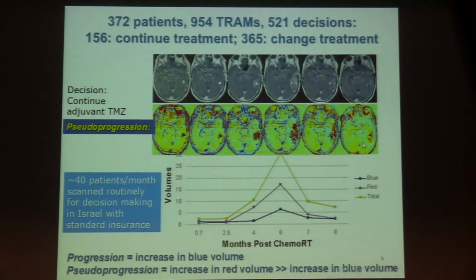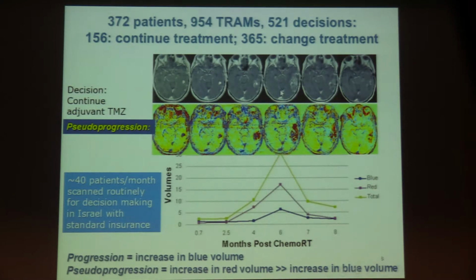The TRAMs have been in clinical use in Israel since 2012, and since 2014 we started scanning patients with standard medical coverage. We have a quota of 40 patients per month that are scanned with the TRAMs for decision making. In addition to that, we have recruited over 400 patients to our clinical ongoing studies in Israel, and probably another 130 patients in our international studies.